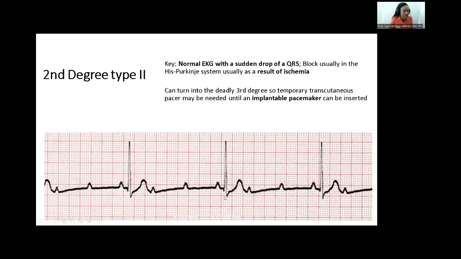Okay. Type 2, normal PQRST, PQRST, and then they drop a QRS. You don't see this getting wider, you don't see this getting wider, you don't see this getting wider, and then boop, they don't have a heartbeat. This is usually something happening with the Purkinje fibers. There's dead tissue, ischemia. So those clients need a pacemaker.